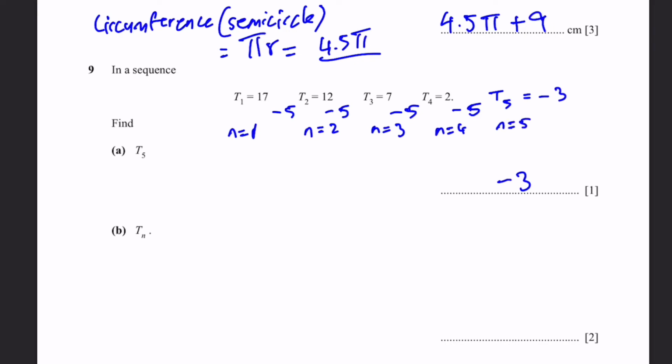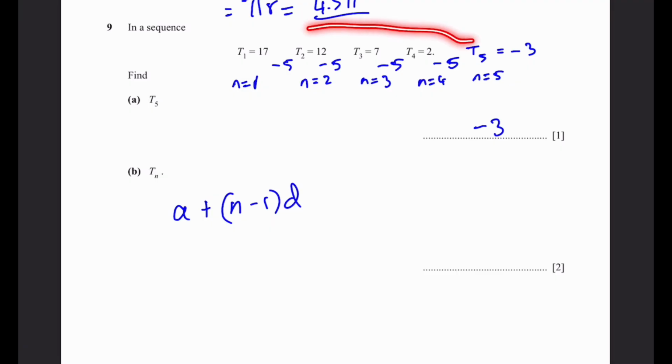There is an easy formula, which is just a plus n minus 1 times d. And this is, of course, only for linear equations or linear sequences. This sequence has a term-to-term rule of minus 5, and this is the first difference.